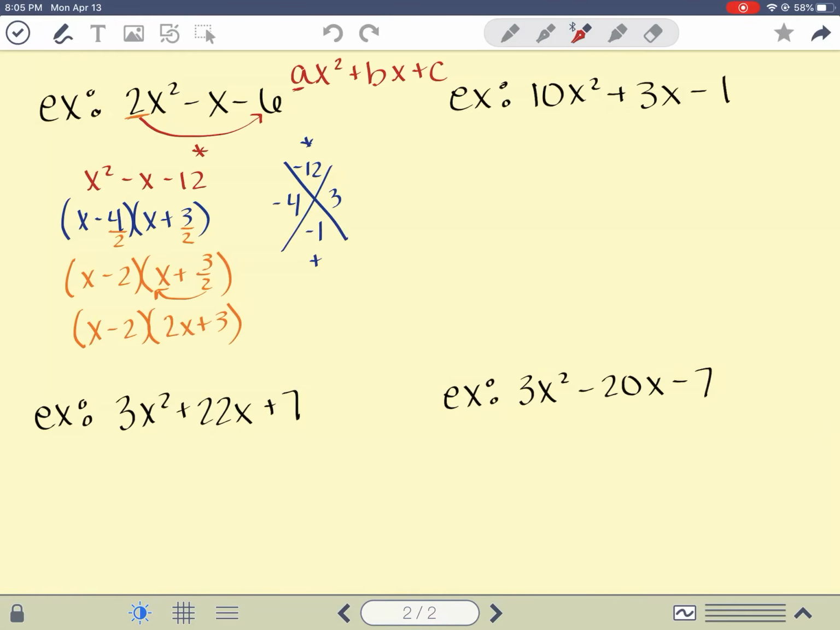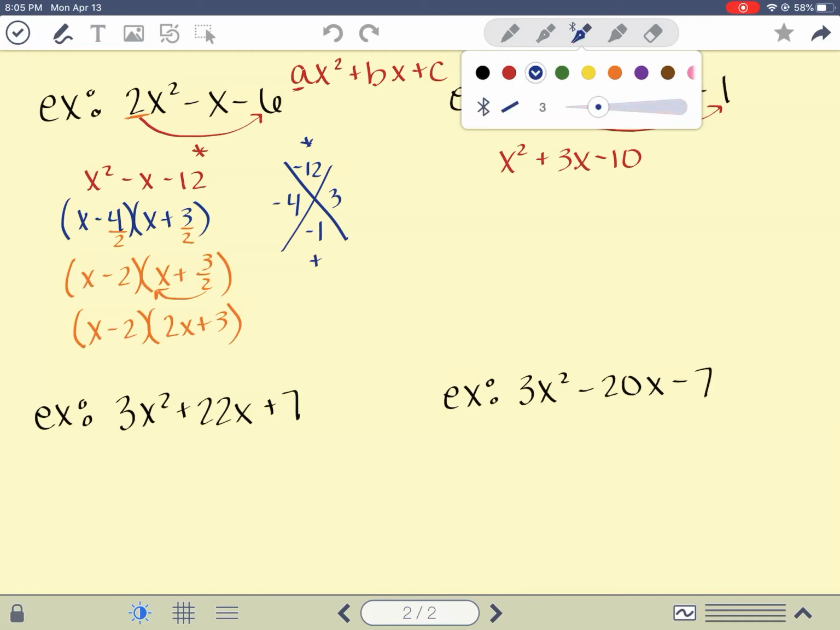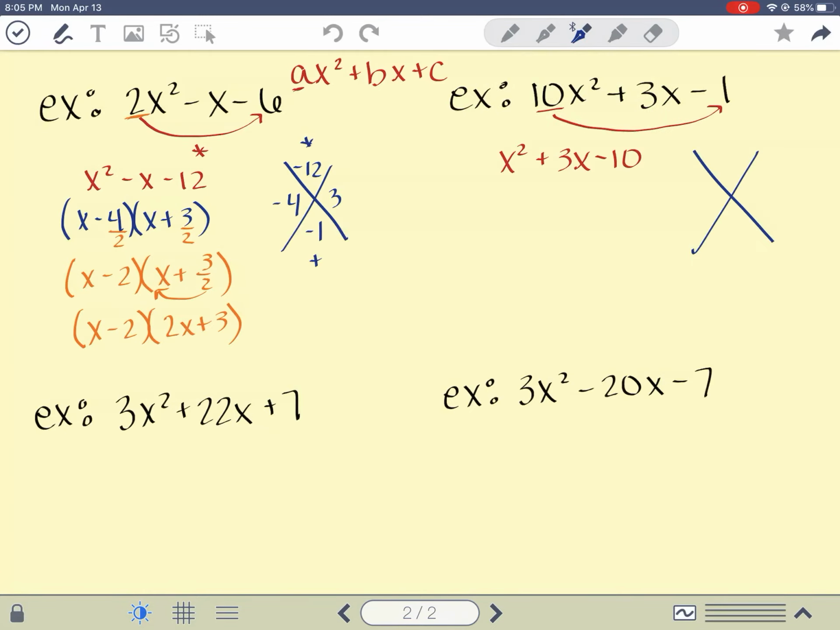For our next example, we've got 10x squared plus 3x minus 1. I'm going to take this a value of 10 and slip it to the back, so I get x squared plus 3x minus 10. Factor it using the x method as normal: multiply to a negative 10 and add to 3. I know I want one negative and one positive, and I want my positive to be bigger because I have more positives. So I would have 5 and negative 2.